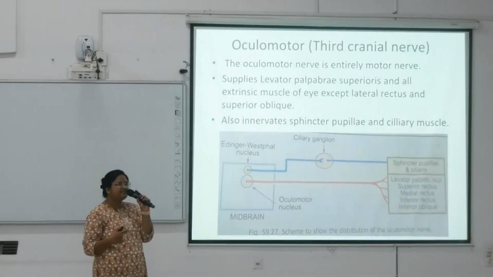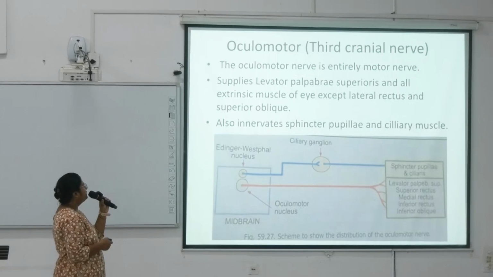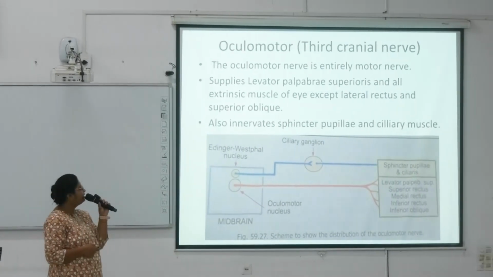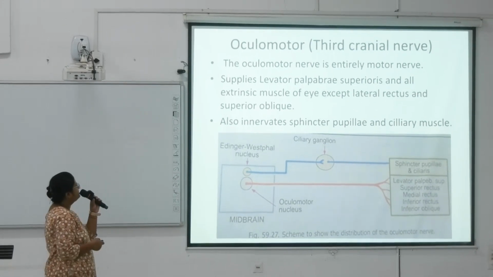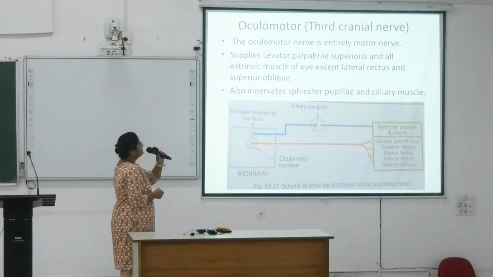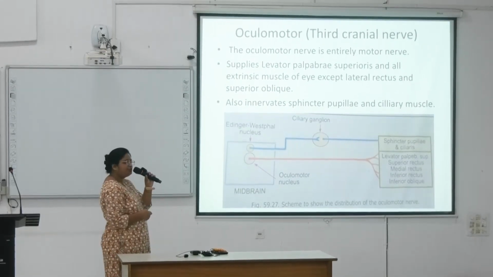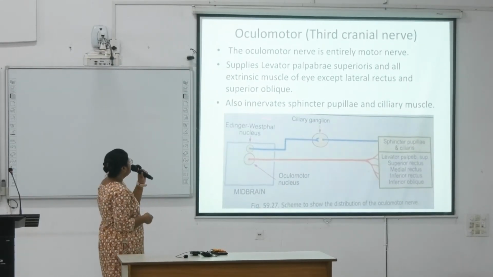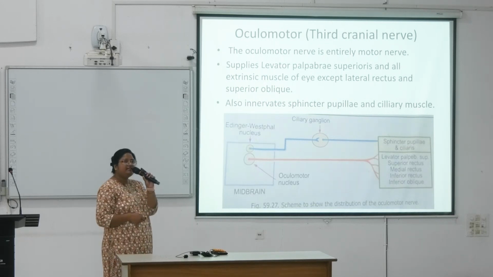So first we will discuss the third cranial nerve, oculomotor nerve. Oculomotor nerve is entirely motor nerve. It supplies the levator palpebrae superioris and all the extrinsic muscles of the eye except the lateral rectus and superior oblique. And it also innervates the sphincter pupillae and ciliaris muscle.